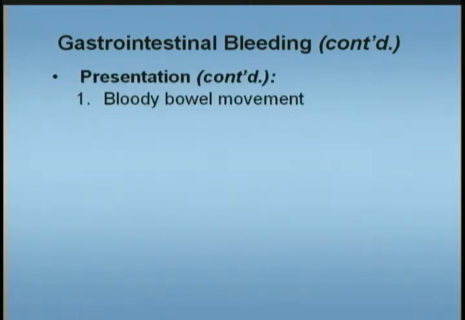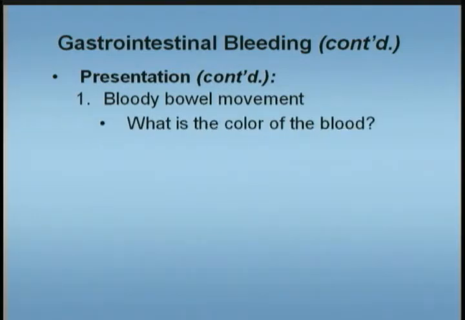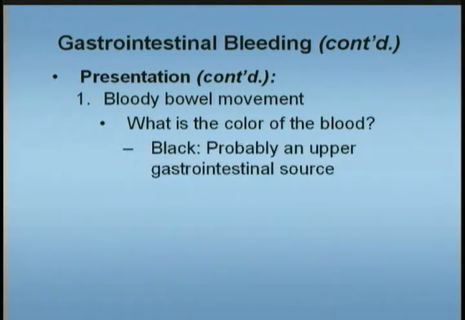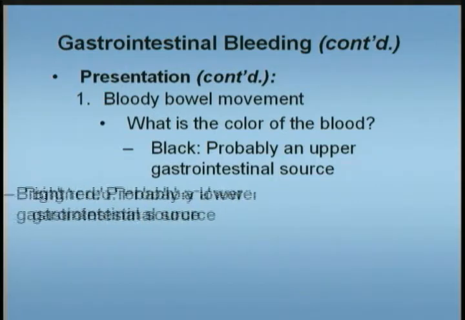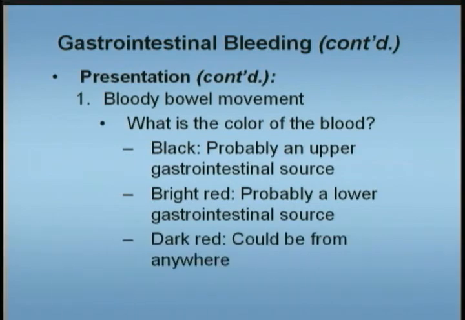So the presentation is a bloody bowel movement. Let's first see what is the significance of the color of the blood. If the blood is black, we probably have an upper GI source because that blood is completely digested. This is what we call melena, probably an upper source. If it is bright red, probably a lower source. It hasn't been digested at all. But if it is dark red, it could be from anywhere.